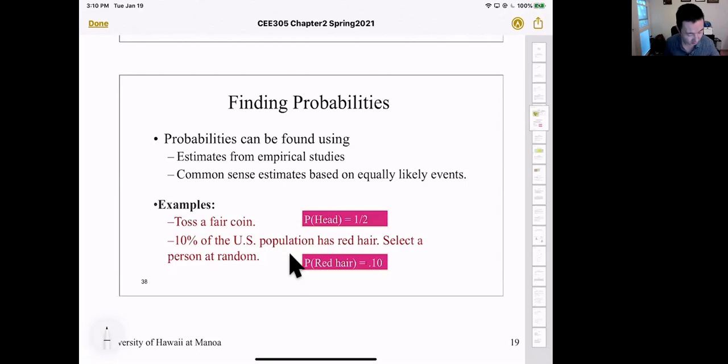Okay, so today we talked about probability, and it can be found based on empirical study, or common sense based on equally likely events. Like we know already, we toss the die, the chance we get 1 is 1/6. We toss the coin, the chance we get a head is 50%. That is based on equally likely events.